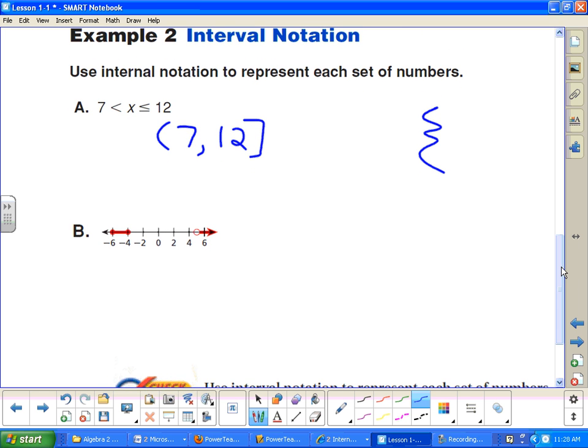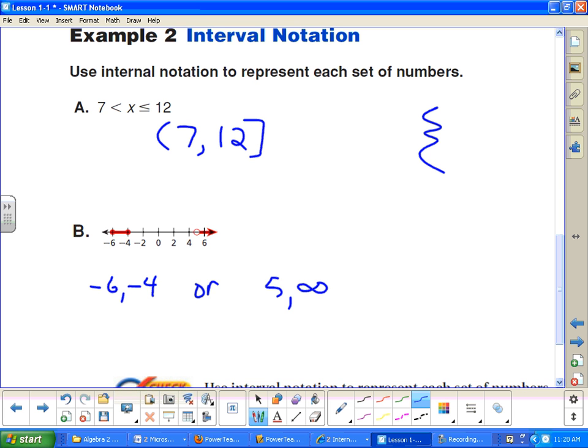Okay. Letter B. Now here we have 2 different parts. So we have to represent those 2 different parts, and we'll represent the 2 different parts then with the word or. So anytime there's a gap on a number line, then you're going to use the word or for separating them. So we have from -6 to -4, or we have from 5 to infinity. Okay?